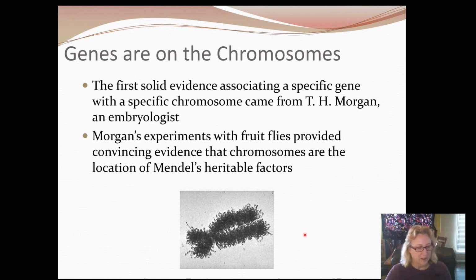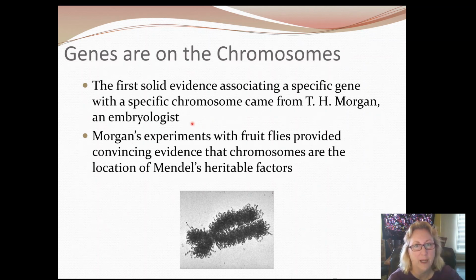The first real solid experimental evidence that genes are in fact on the chromosomes. Now remember, at this time DNA still was not known. We're not talking about DNA because, remember, chromosomes are made up of protein and DNA. The chromosomes are about 60% protein, and they didn't even know about the DNA component of the chromosomes when T.H. Morgan started doing his experiments.